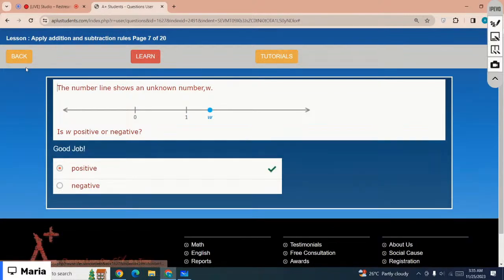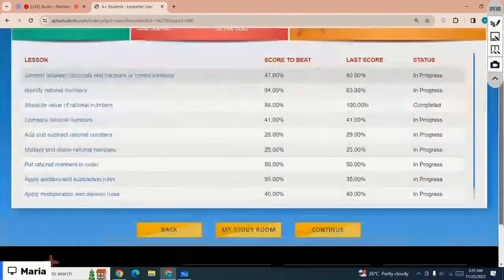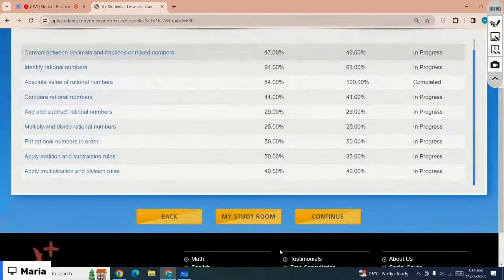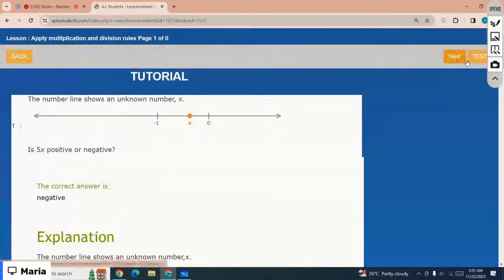Okay, you can complete the lesson by yourself later today. Let me just move on to the next lesson. That is the last lesson from the chapter. It is exactly the same as the one we just did. We have to apply the rules for multiplication and division now, right? Apply multiplication and division rules.